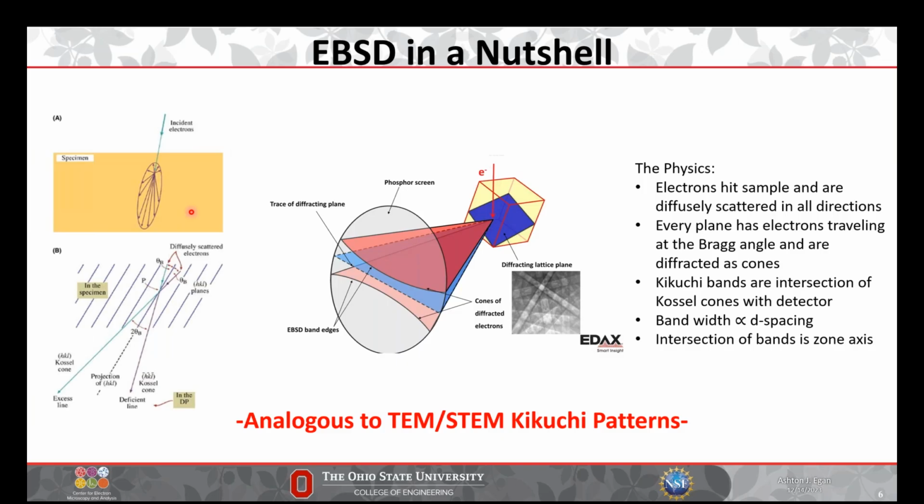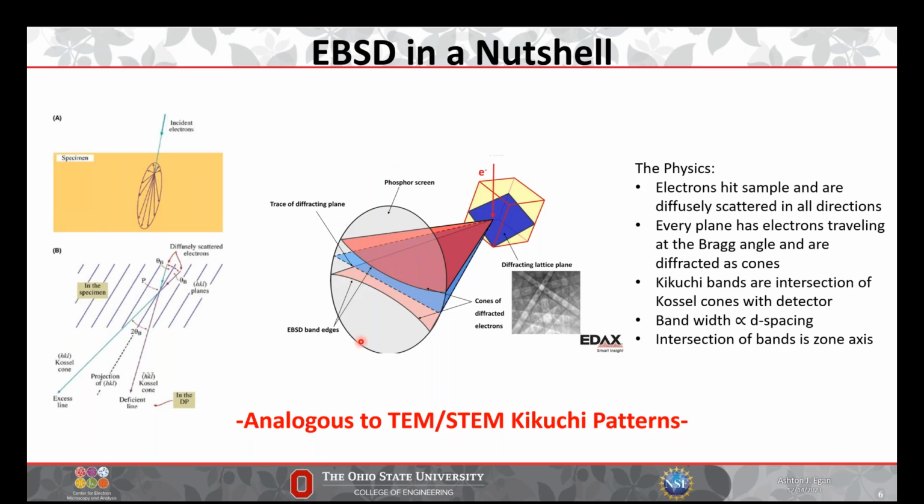So what is EBSD in a nutshell, right? Essentially here, what we're doing is shooting an electron beam down at our sample, our specimen, and these electrons are inelastically scattered throughout the specimen, and basically these electrons will hit atomic planes in the Bragg condition, and you'll get this cone that comes off, which we call Kossel cones, and these are basically just inelastically scattered electrons from planes of interest that satisfy the Bragg condition, right?